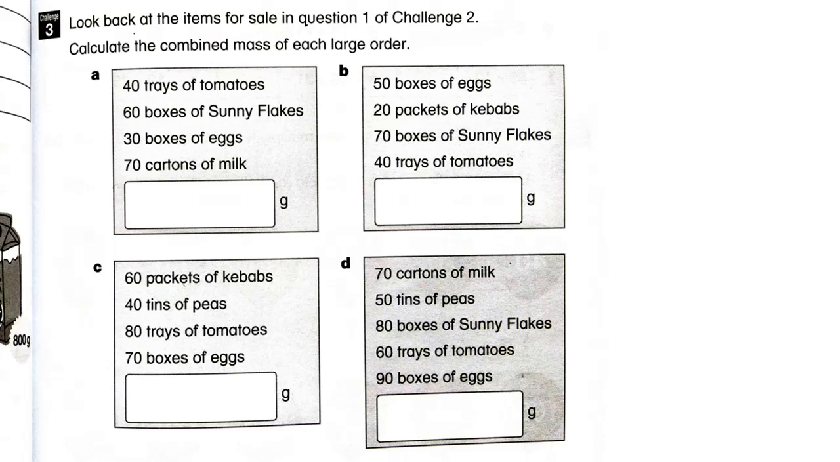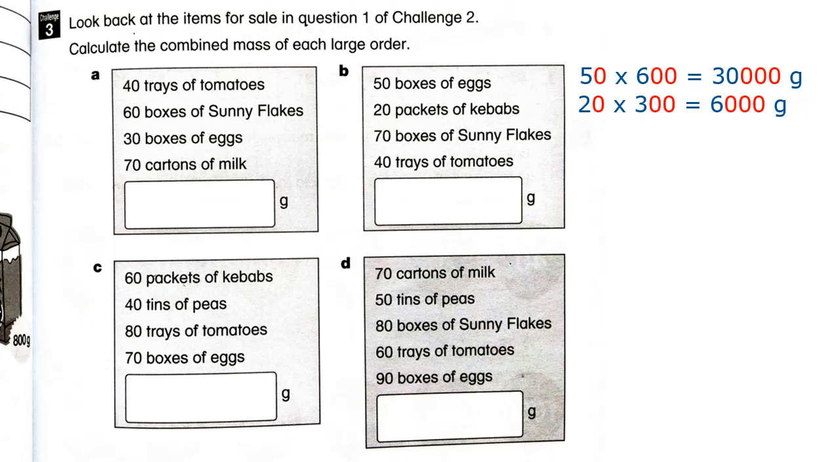Let me start with the 50 boxes of eggs. For each box of eggs, there are 600 grams. So I'm going to multiply 50 by 600. I will start with 5 times 6, which is 30. With the 0 in the 50 and 2 zeros in the 600, that turns into 30,000 grams of eggs. For 20 packets of kebabs, for each packet there are 300 grams, so 20 multiplied by 300 is equal to 6,000, because I have 0 in the 20 and 2 zeros in the 300.